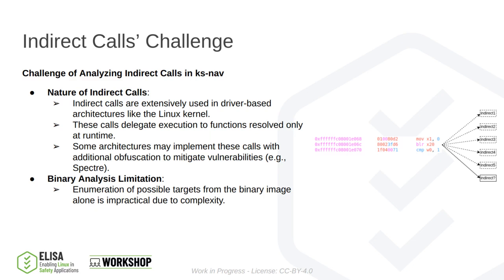And this can get even worse. In some architectures, indirect calls are obfuscated partially to mitigate vulnerabilities like Spectre. Have you ever heard about Retpoline?